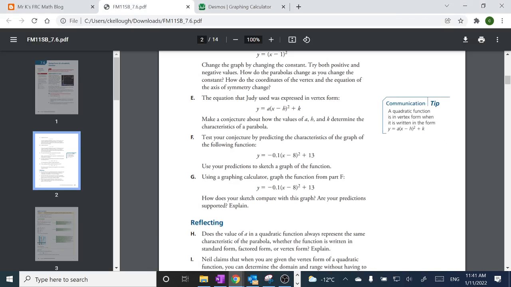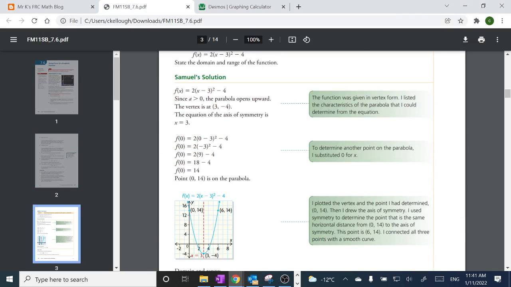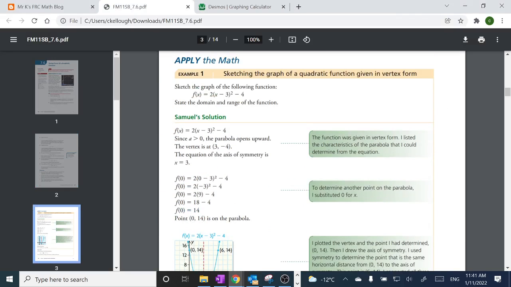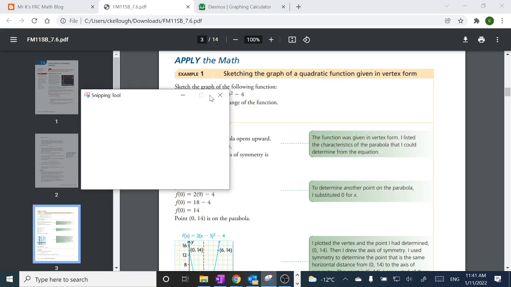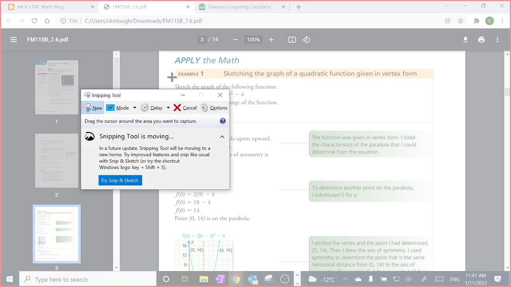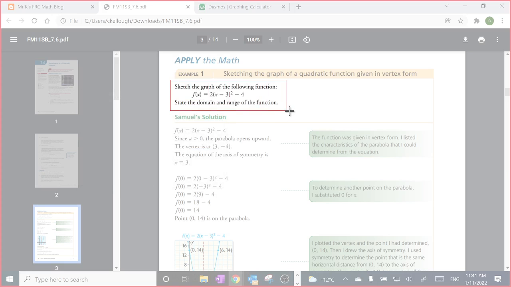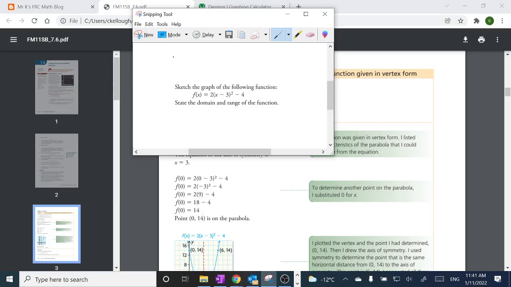Okay, so that's one example. Next example is a good example too. Example 1: suppose I had a function like this, and it asked me for the domain and range. So I'm going to go through this example here. Sketch the graph of this thing and tell me its domain and range. Okay, so let's do this.